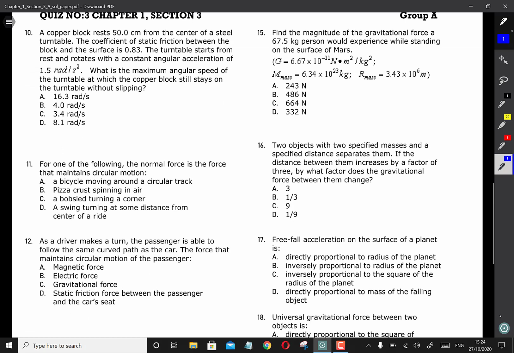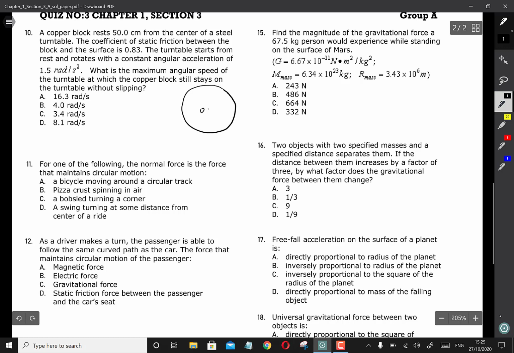And question number 10. A copper block rests 50 centimeters from the center of a steel turntable. The coefficient of static friction between the block and the surface is 0.83. So this is a turntable. Let me draw in here. This is a turntable, and on this turntable, so it's turning, the copper block in here. So this copper block is at a distance of 50 centimeters. So R, because as the turntable turns, the copper block also turns together with the table. So this distance becomes the radius of the circle at 0.5 meters.